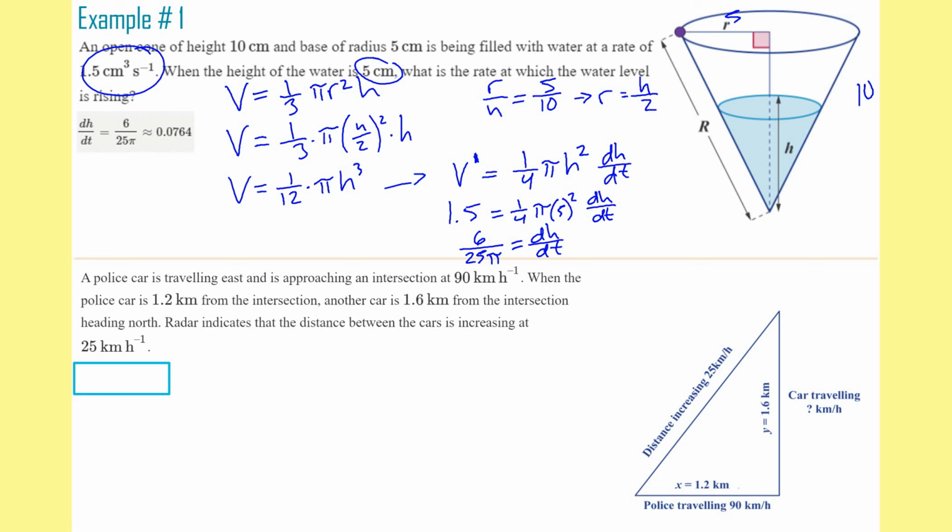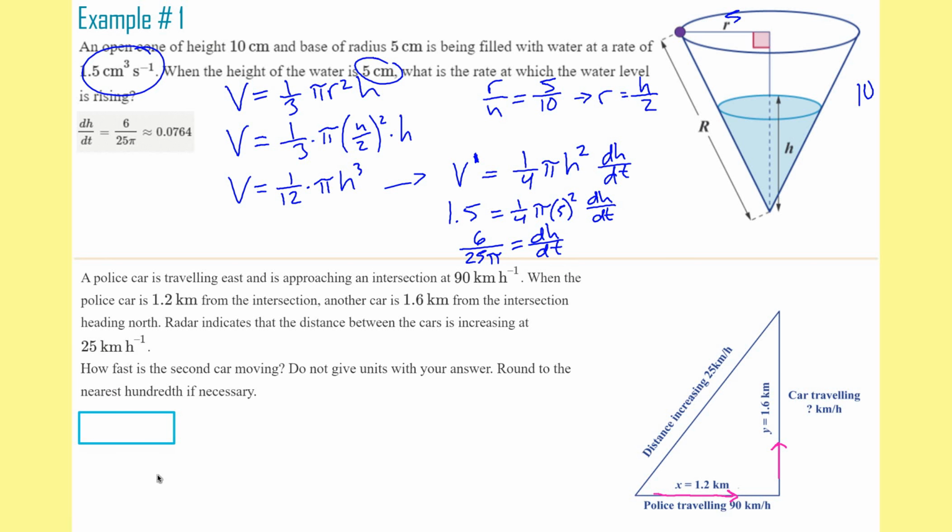Okay, so for this one, all right, a police car is traveling that direction, heading east, and a car is traveling north, and the distance between them is increasing. Okay, so, oh wait, I didn't transfer the question. There we go. There's the question. How fast is the second car moving? Do not give units with your answers. Round to the nearest hundredth if necessary.